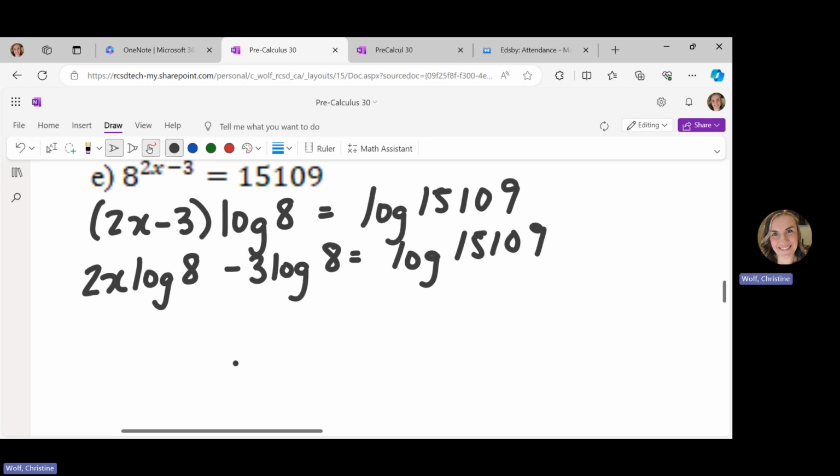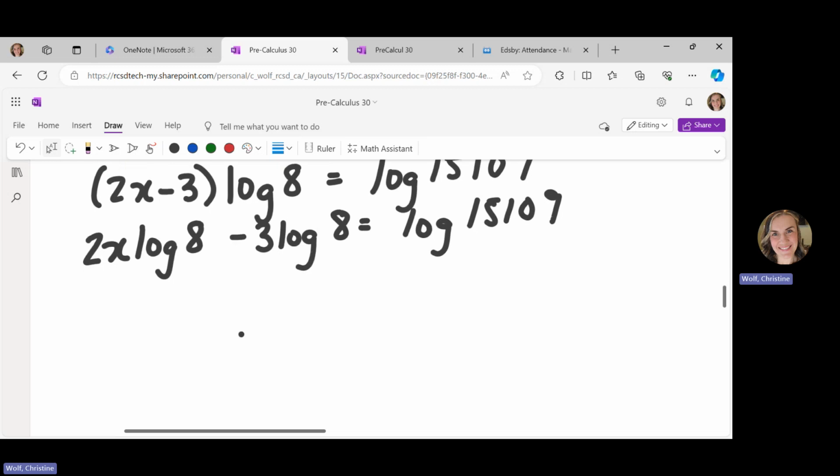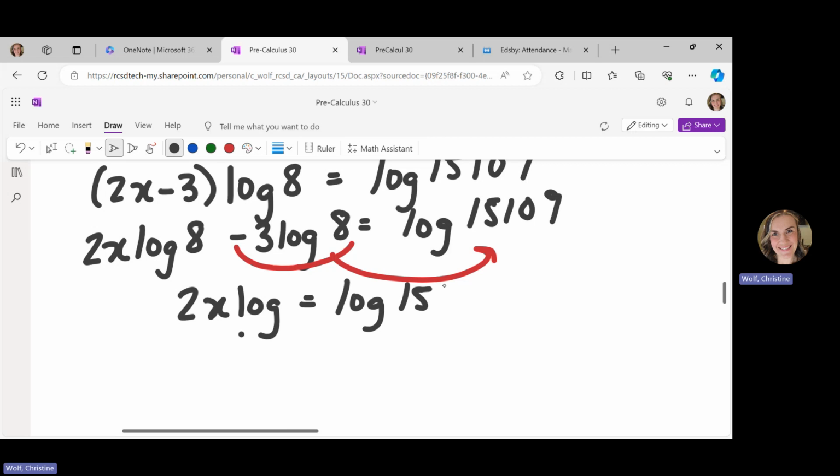Now, sometimes we lose sight of what our goal is. Don't forget, your goal is to get x all by itself. X is right here, so we have to start getting stuff away from it. I'm going to take this term and send it over to the right so that I only have 2x log 8 equaling log of the big number plus 3 log 8. So I've just sent that over.